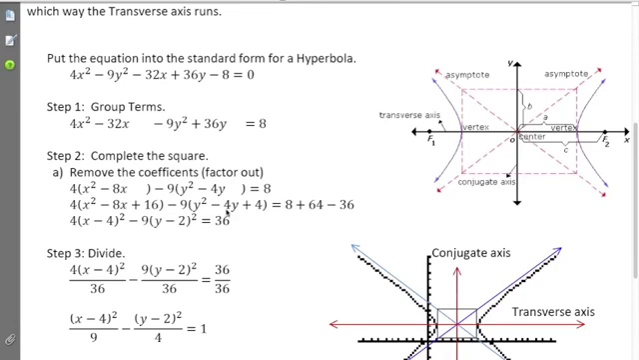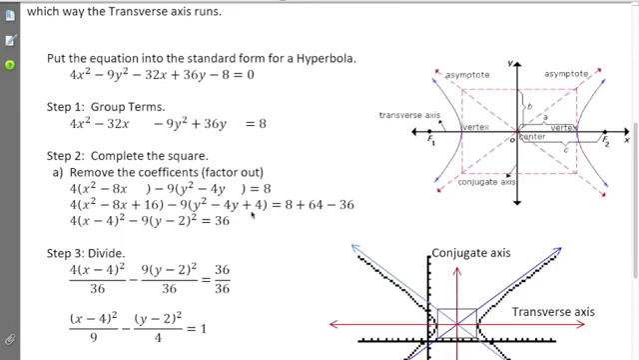Half of negative 4 is negative 2. Squared is 4. I went ahead and filled in the values at the bottom here. I put the negative 4 and the negative 2 in. And now I'm going to go back up to this step and make sure that I add the correct numbers on the other side. 4 times 16 is 64.